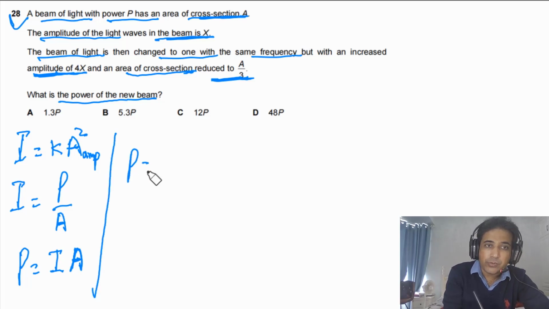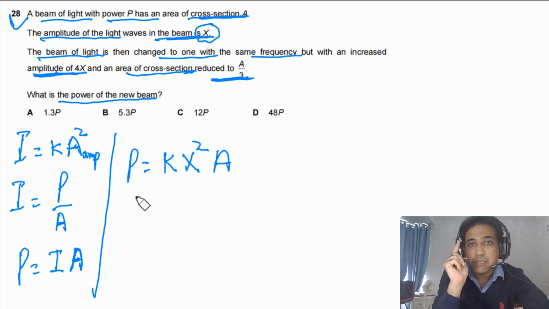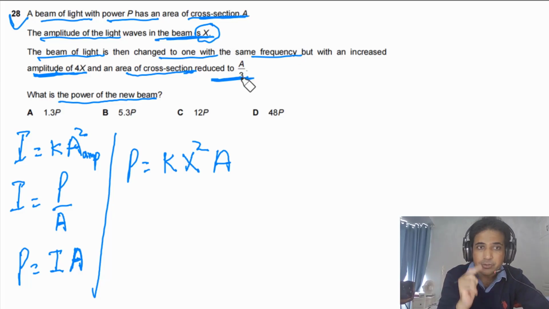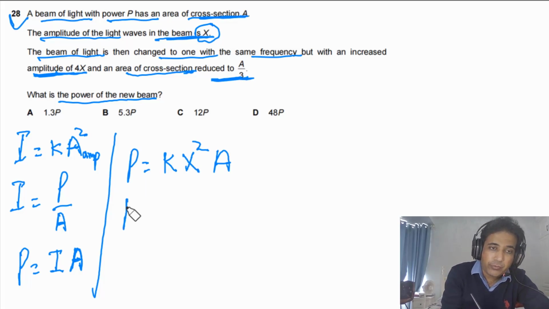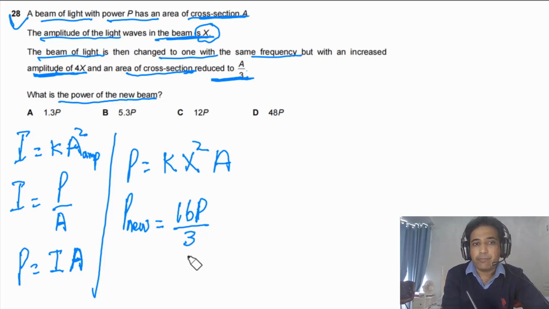Now we can write this down. Power is equal to K times amplitude squared, X is the amplitude, so this is X squared times A. Now if X increases 4 times, it means power will increase by 16 times. Then area decreases by 3, it means power will decrease by 3. So simply P new is equal to 16 times the original P divided by 3. So this is one way.